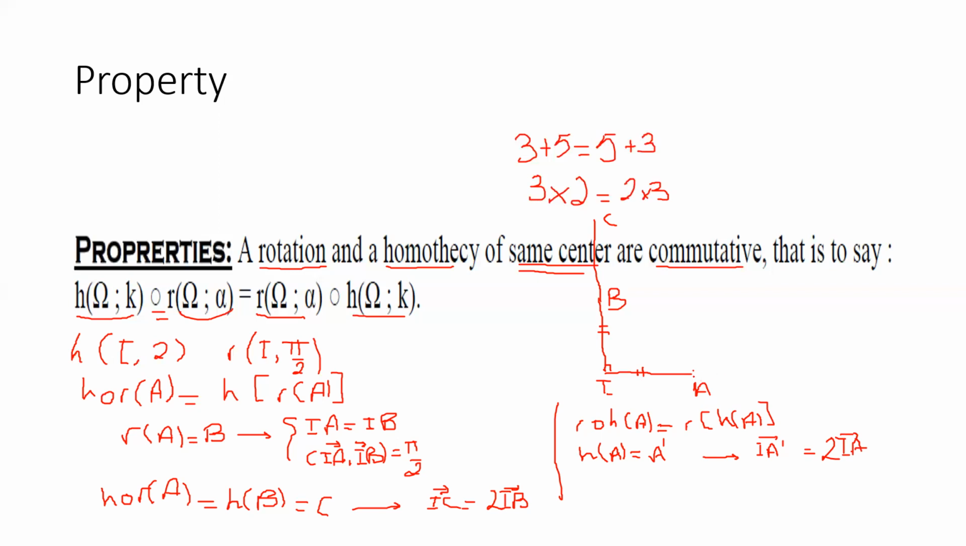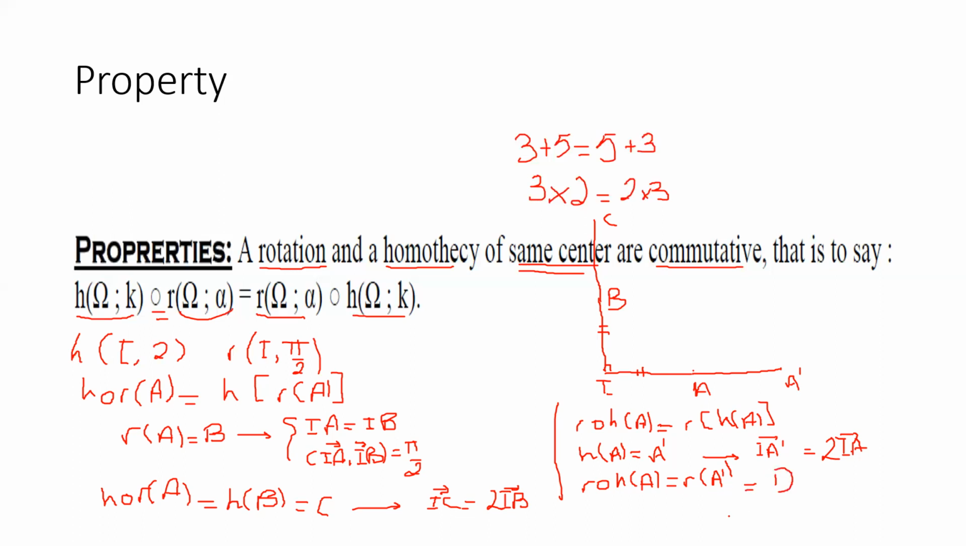IA prime equal to IA. Here is A prime. Now what remains? Now R round H of A should give R of A prime. What do we call R of A prime? B. R of A prime equal D, for example.